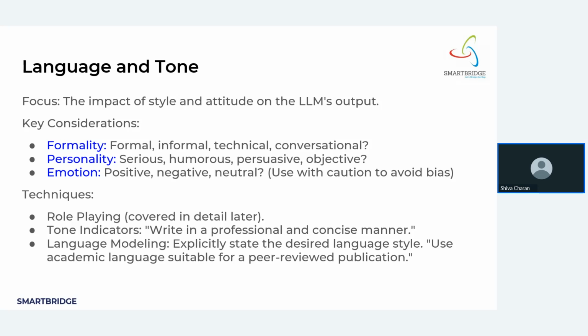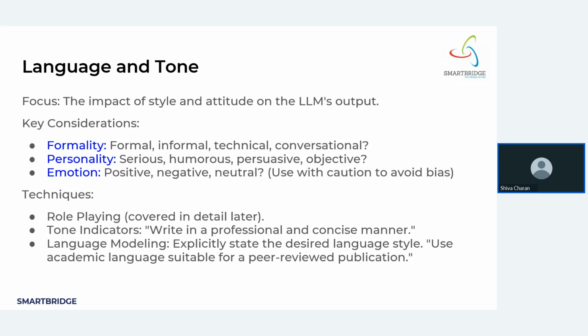Okay. What are the key considerations over here? Formality, personality, emotion. Formality: formal, informal, technical, conversational. Personality, in the sense of a serious way, humorous way, persuasive way, objective way, and emotional. So it could relate to positive, negative, neutral. Okay. So these are all the key considerations.